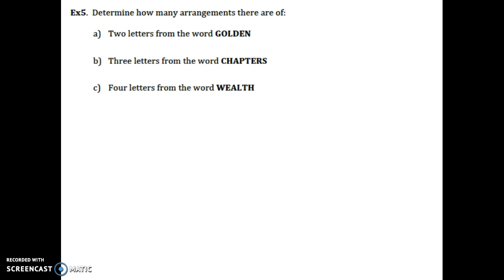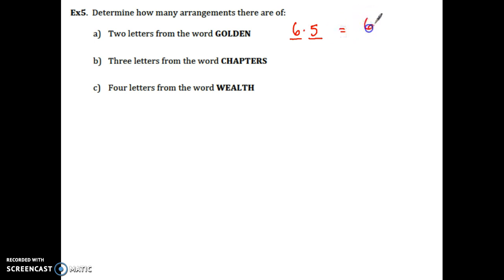As we move on and take a look at the next example, we want to determine how many arrangements there are of 2 letters when they are selected from the word golden. I'll do the first one for you, and then ask you to have a go at the next 2 yourselves. So we have 2 spots that we need to fill. In golden we have 1, 2, 3, 4, 5, 6 letters. So the first of our 2 letters could be 6 possible different options. And then we have 5 possible different options for our second letter. You can work that out directly as 30.